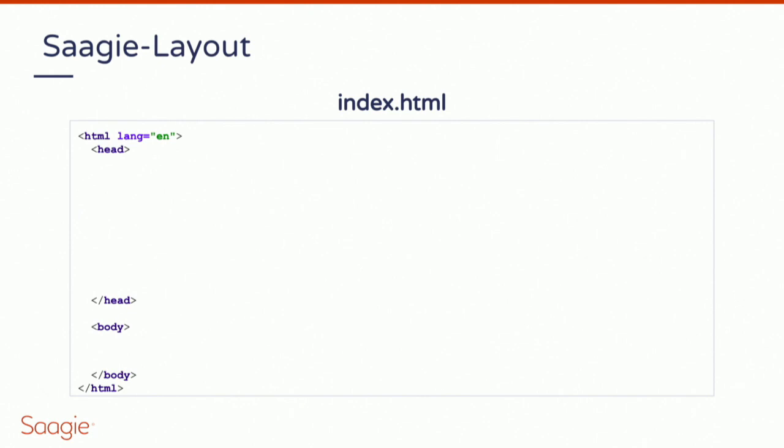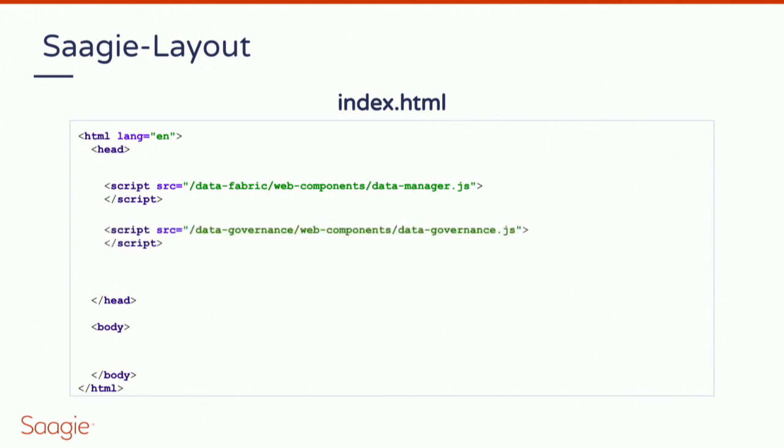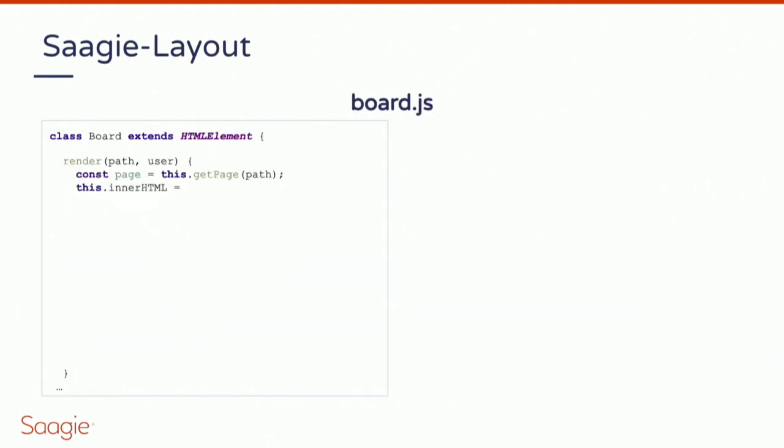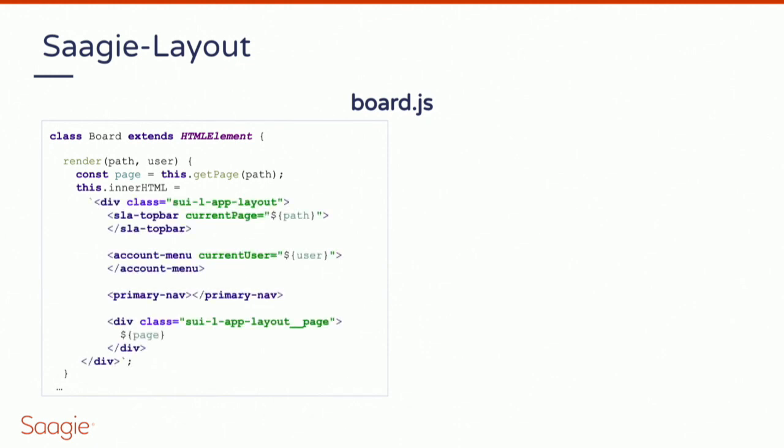We can focus on the new Saagie-Layout, the top-level application. In its main HTML page, we're first going to import our components, the data manager and the data governance we just created. We're going to import the design system library. And then we're going to declare our main component, the one which is going to rule them all. This component will be the one in charge of displaying and updating every menu and the main application. So in its render method, it's going to declare the top bar we've seen previously, the primary nav, the account menu, etc.